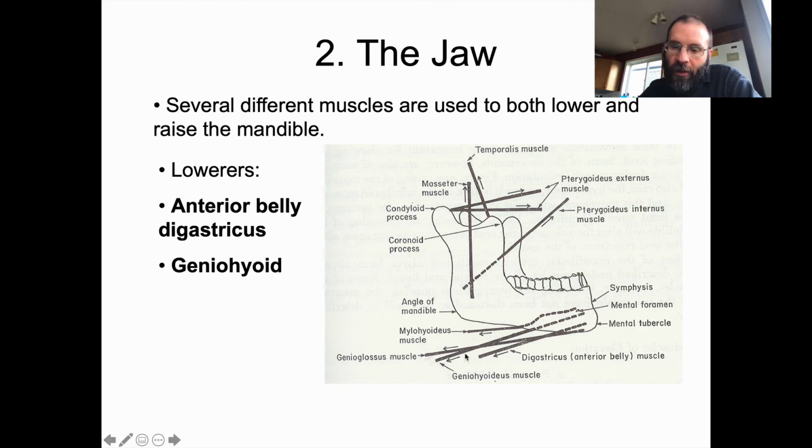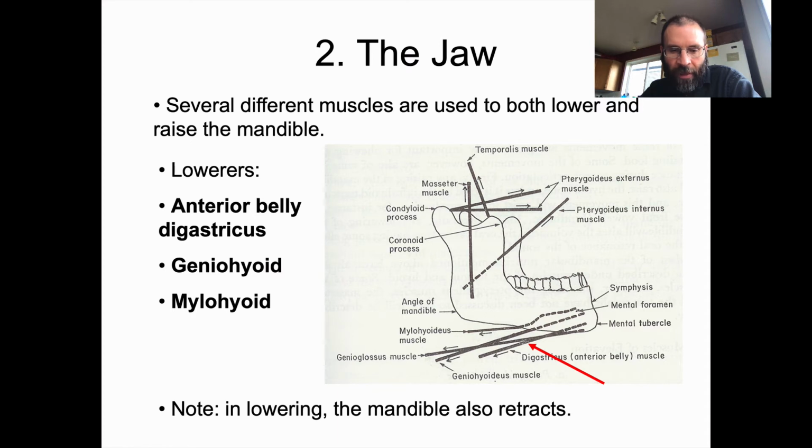The geniohyoid muscle is here. So this point that I was referring to before is referred to as the gene, and so that muscle connects the hyoid to the gene, and again, if you contract that, you'll get the same sort of lowering and backing motion of the jaw. Then also the mylohyoid, which is in here, still attached to the hyoid on this end and to another structure, I guess, known as the mylo or something in the front there. But the main point is that if you want to lower the jaw, you have to get all these muscles working in concert to do it.